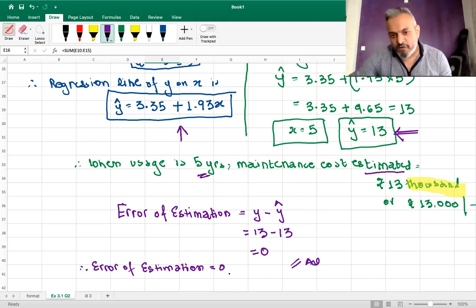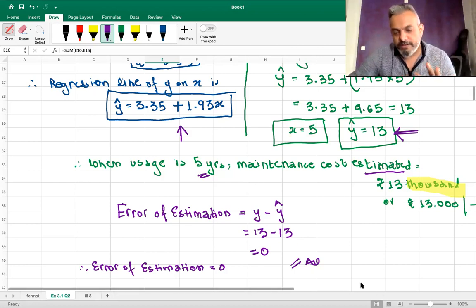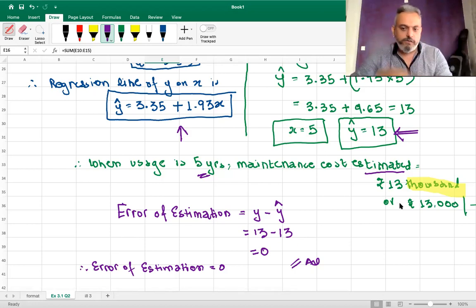Whatever deviation comes will come here. If it was 12 and 13, then -1. If it was 14 and 13, then +1. That becomes the error of estimation. Over here, the error of estimation is 0. Please note this.